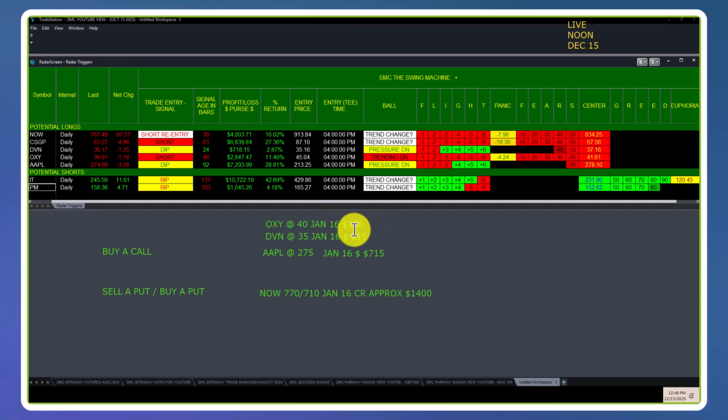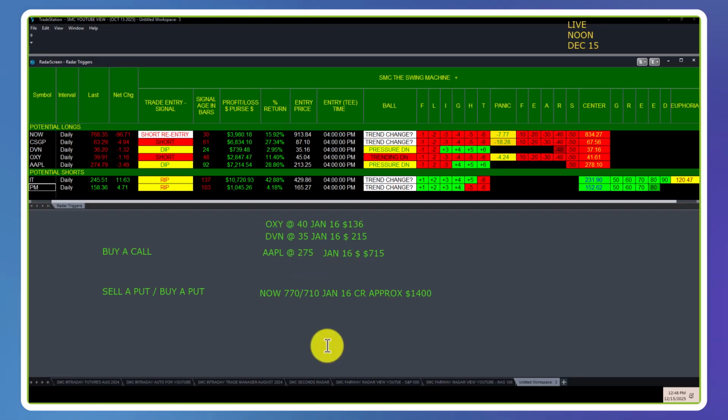So this is our maximum risk to get long Oxy at 40. She's currently trading at, yep. And then Devon, 215. And Apple, just getting long Apple at 275, right where she is, for 715 bucks. I like that one. Probably like that one.